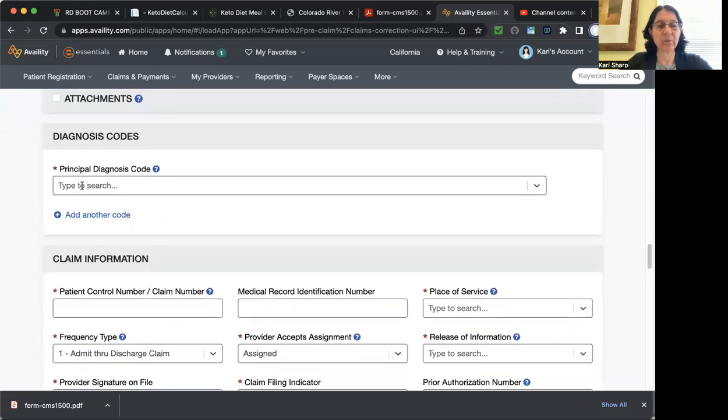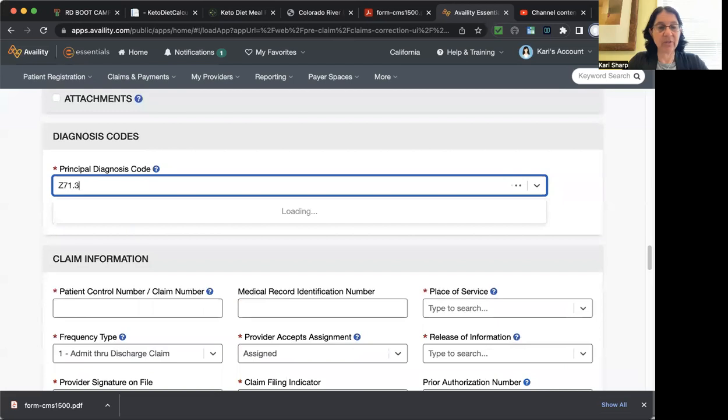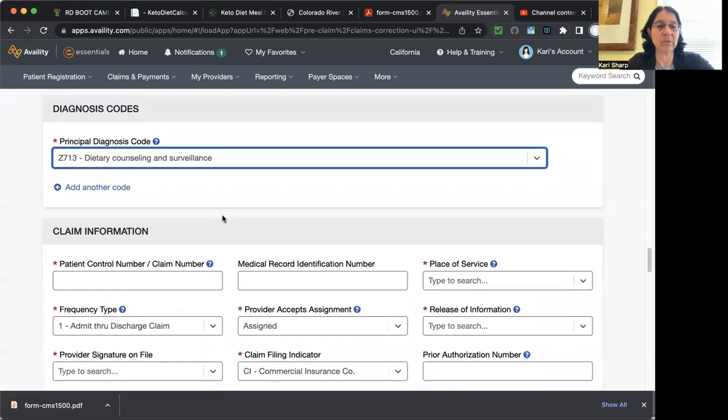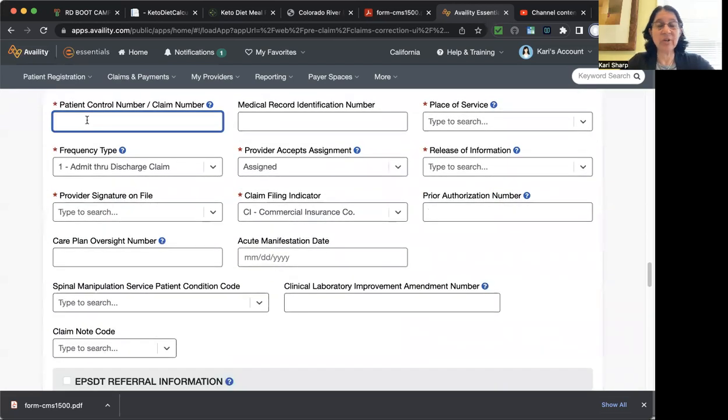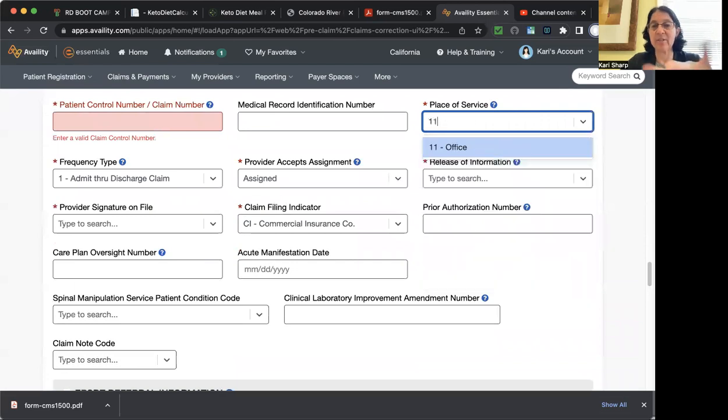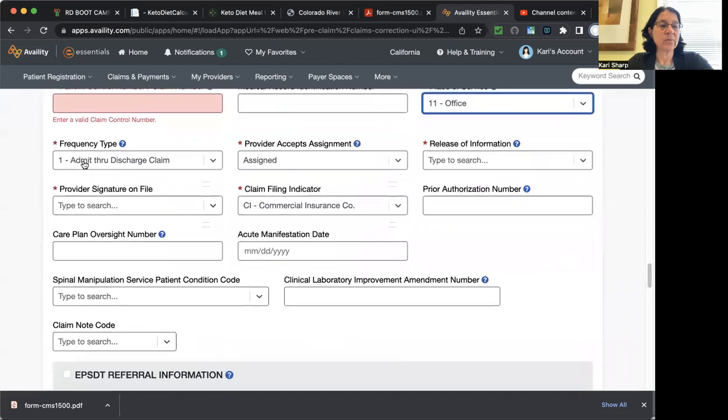Diagnosis codes, this is where we enter like the Z71.3. See, they auto-populate. You can add more codes. A lot of times you just bill one, sometimes you might bill multiple. Patient control number, again, that is either the hospital has a claim number, the clinic has a special number that they give you, or you, as a private practice owner, create your own system. Place of service, let's say they came into your office, and this is where the telehealth you can bill also.